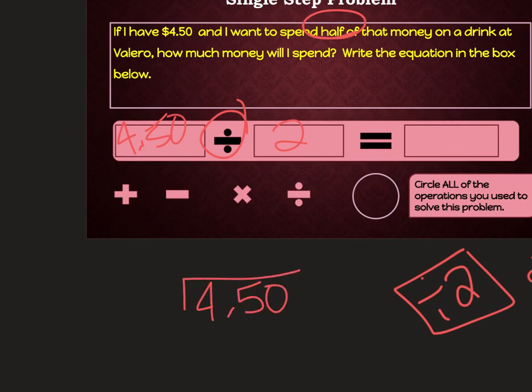$4.50 divided by 2. Now remember what we do with our decimal when we're doing division. Paula Abdul said, straight up. Bring it straight up. There you go. Not that high, but right there. So the decimal can come straight up to the top, and then you're done with the decimal. It'll stay there. All right, good luck solving that one.